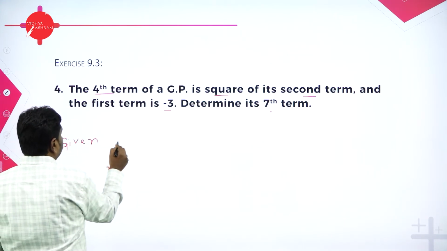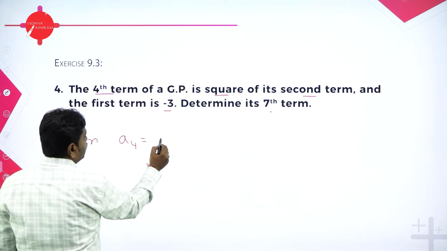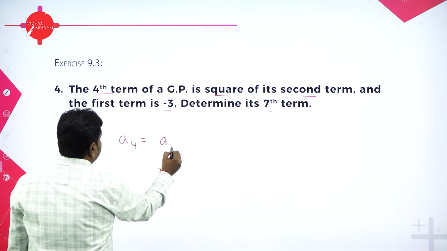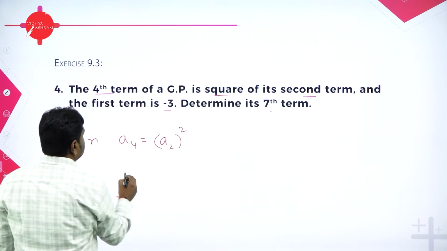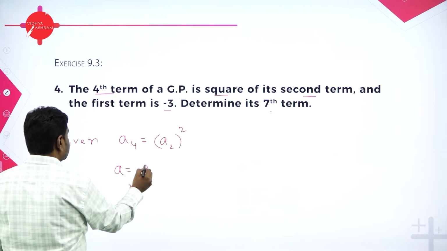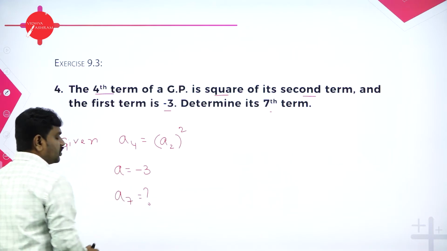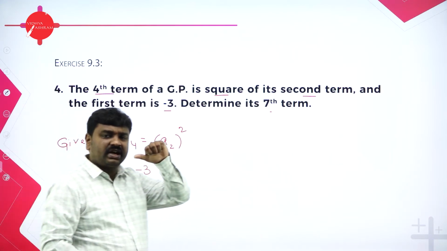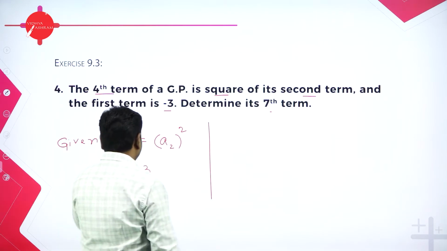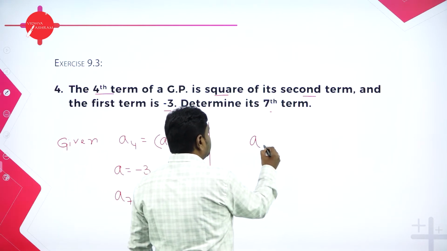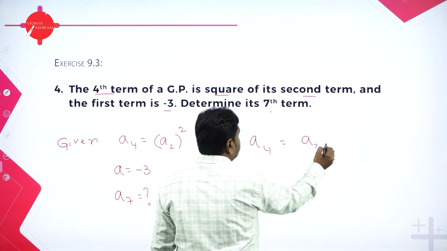Given, the fourth term A4 is the square of the second term, A2 whole square. This is given. And also they give the first term. First term A is minus 3, and they want you to find A7. Dear student, if you want any particular term, you need A and the common ratio. To find R, they gave a hint. What is the hint? The fourth term A4 is the square of the second term.